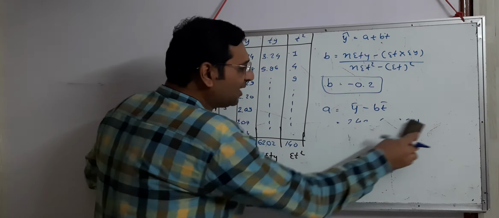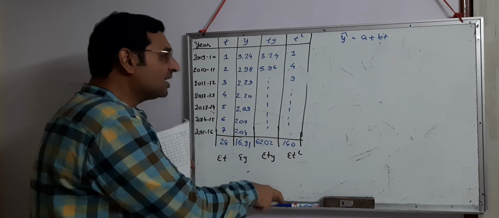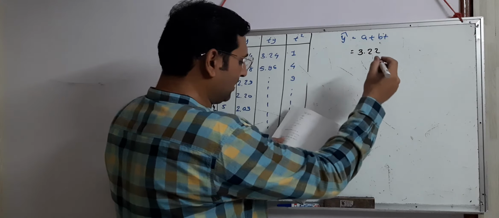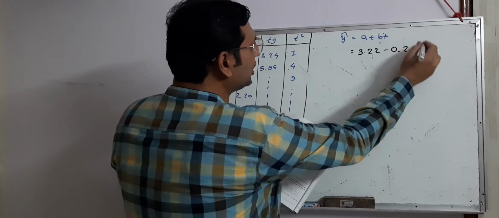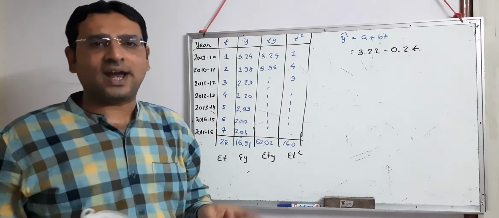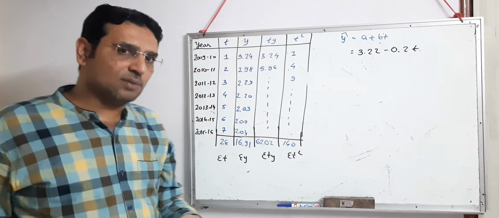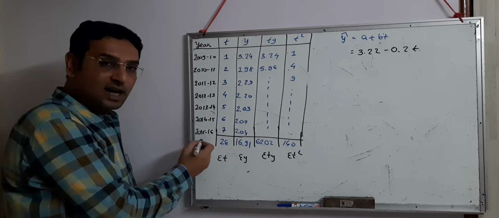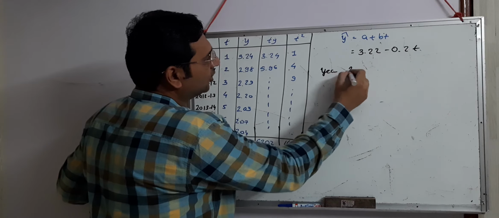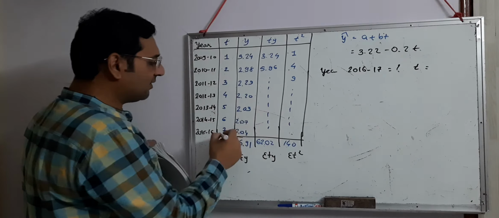Okay, so a and b are calculated. Insert the values of a and b in the equation: a is equal to what we have calculated, 3.22, and b is minus 0.2 into t. So this is our equation. Now using this equation we have to find the estimated value for the years 16-17 and 17-18. For 16-17, in order, t is equal to 8. If I ask you the estimate for the year 2016-17, t is equal to 8.